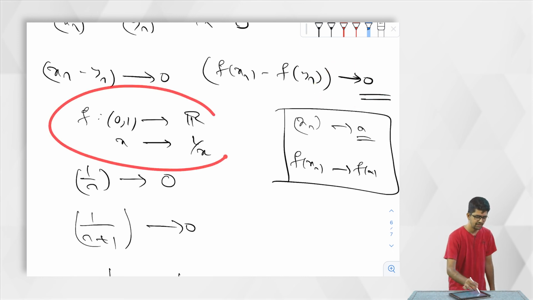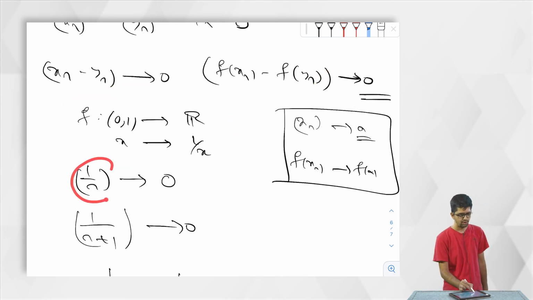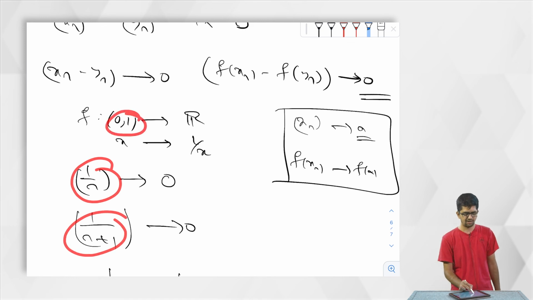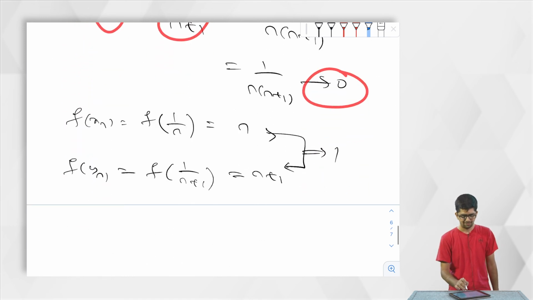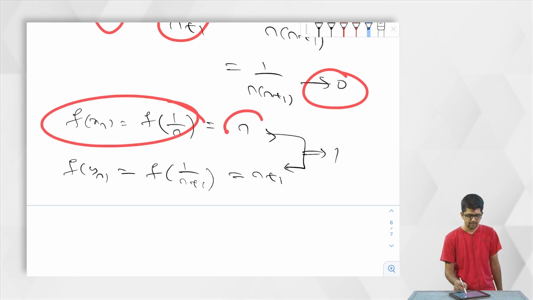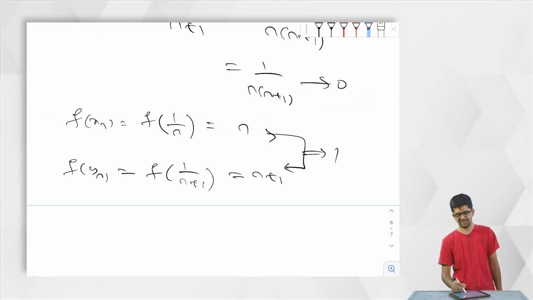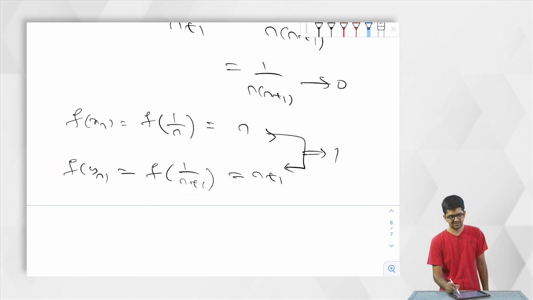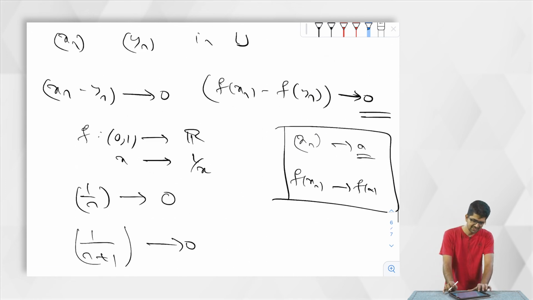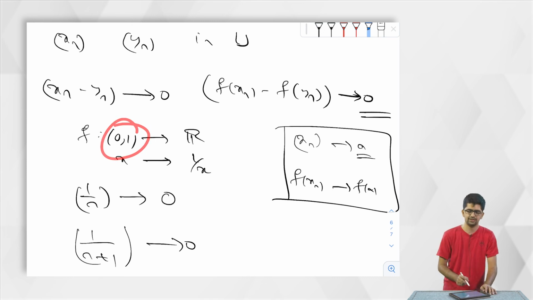So for this function we have seen that there are two sequences inside (0,1) whose difference converges to 0, but the corresponding image sequences are n and n plus 1, and the difference is just the constant sequence 1, which is not converging to 0. So this says the function f is not uniformly continuous in this domain.